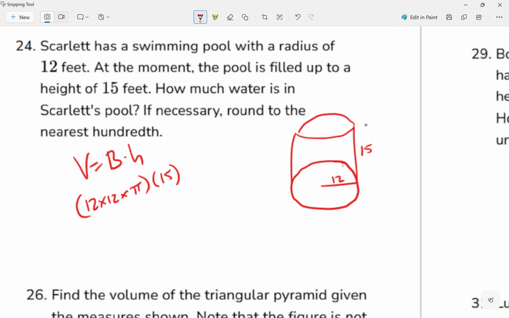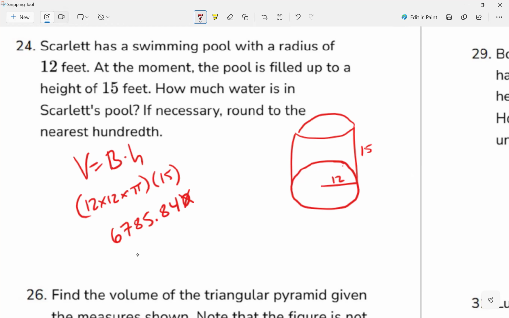So I'm just going to type it all in my calculator. 12 times 12 times pi. I am using the pi symbol. You can use 3.14. I'm using the pi symbol times 15. According to my calculator, I get 6,785.840. Even though I was asked to round to two decimal places, I do take a look at three decimal places just in case my third decimal place changes my answer a little. Okay, now in this case, my third decimal place is small. It's a zero, so I'm just going to ignore it.